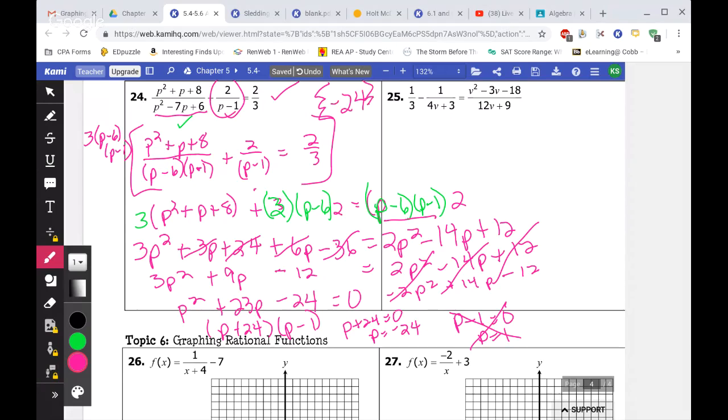And my brackets are ugly, but those are my brackets. So P equals negative 24. So you really have to double check those solutions to make sure you don't get an extraneous one.